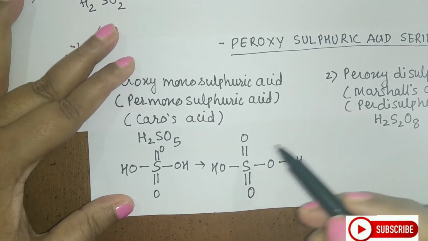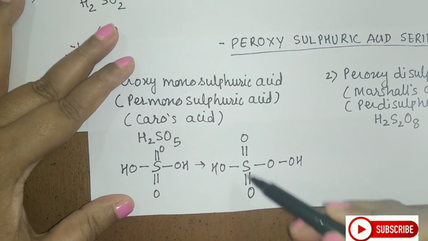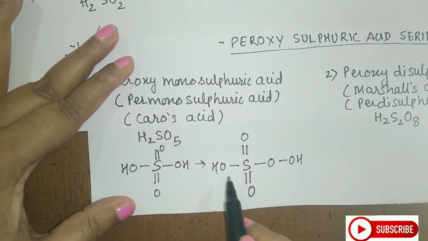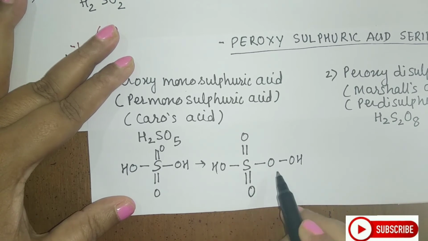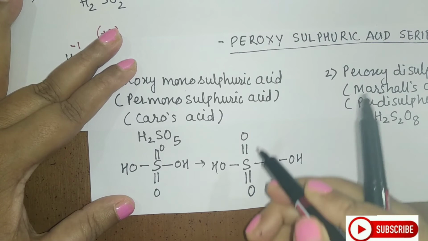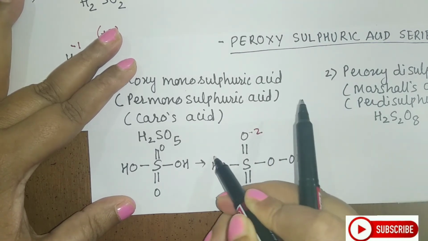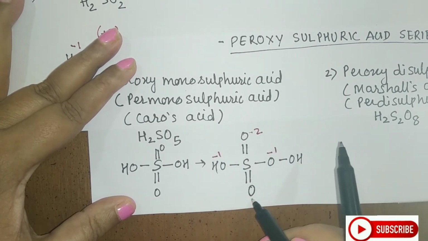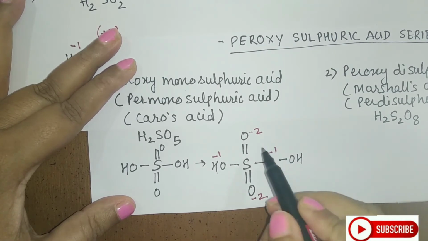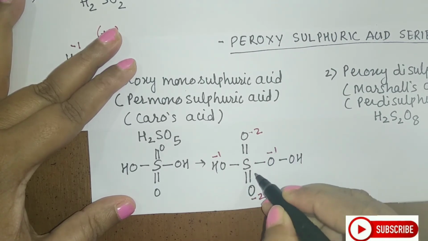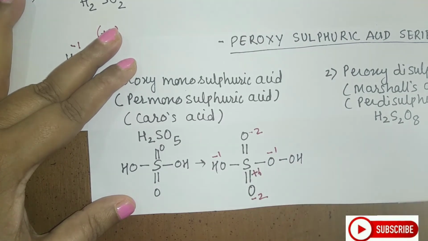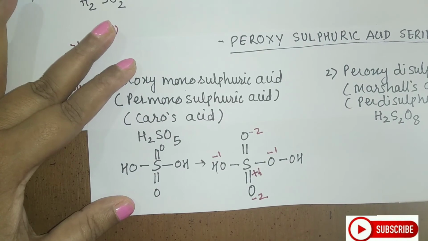I cannot put that oxygen on this side because oxygen has already completed its maximum ability of 2 bonds. So either you can insert here or here. So this is the structure for Caro's acid. Let us assign the oxidation numbers. It will be -2, -1, -1 and -2. So if you observe the oxidation state here, 2, 4, 5 and 6. So again sulfur here is in +6 oxidation state. So this is the structure for Caro's acid.